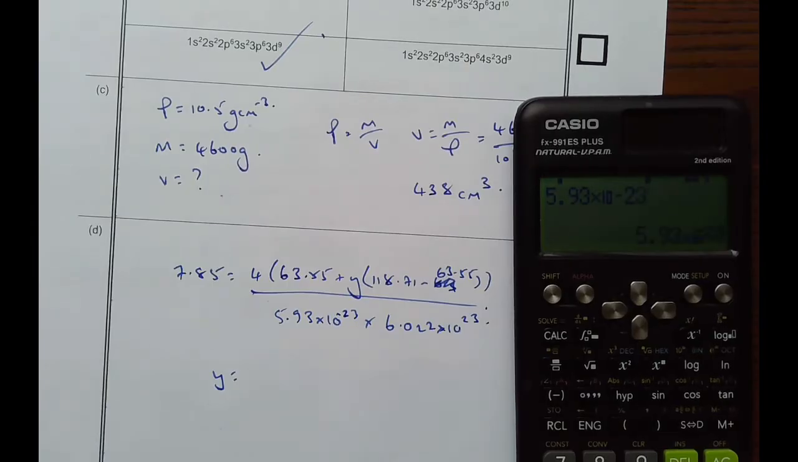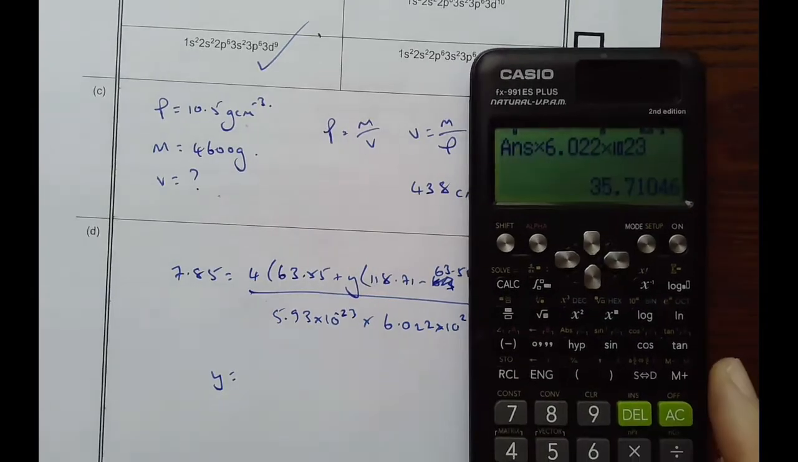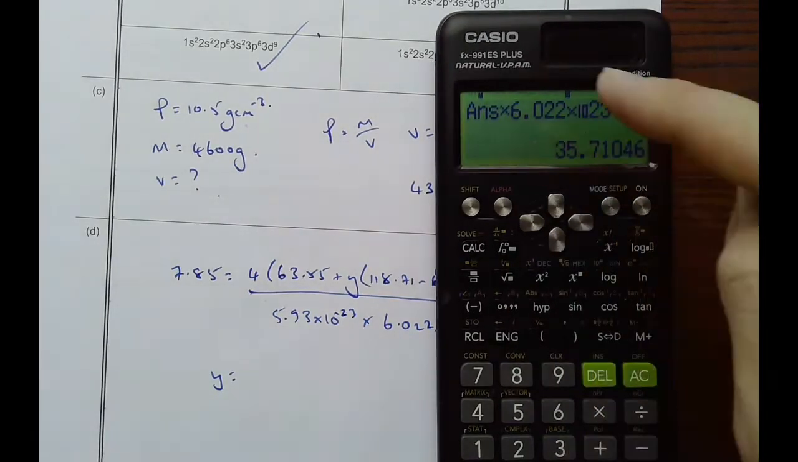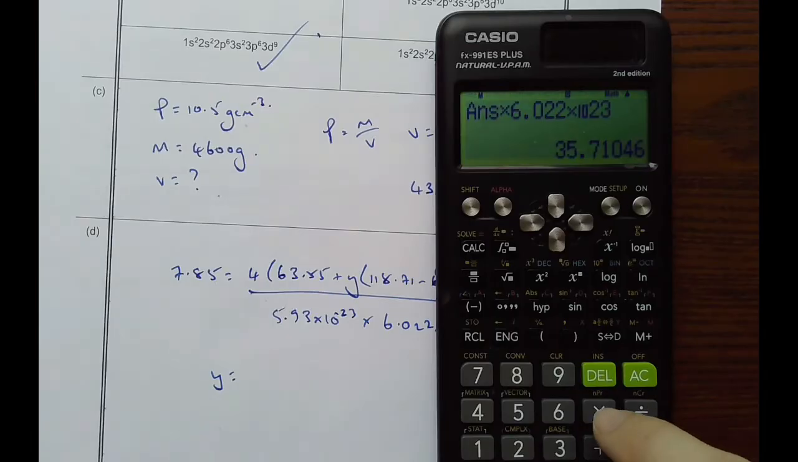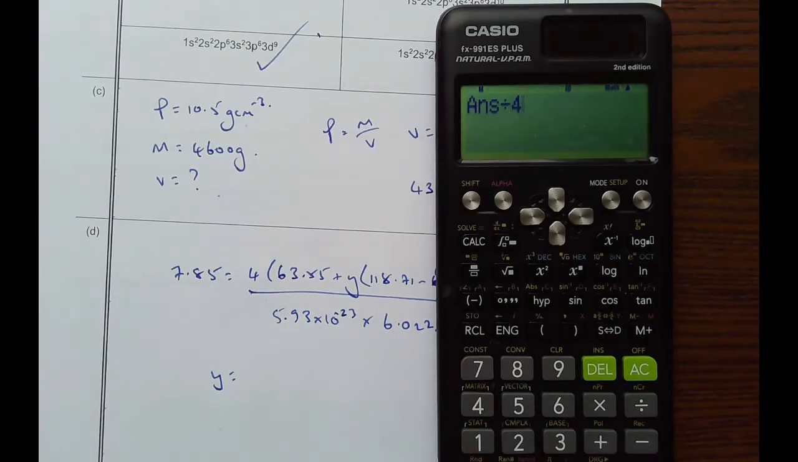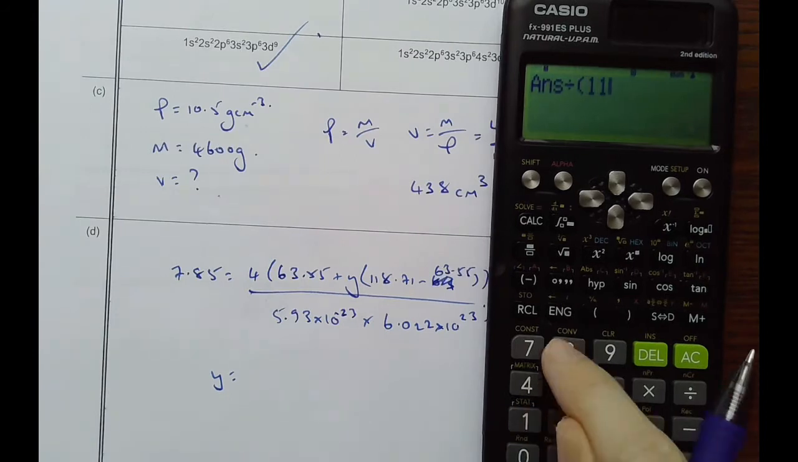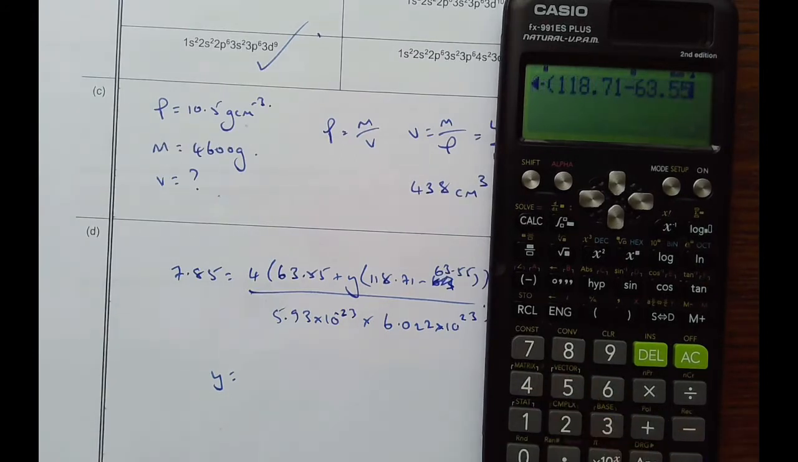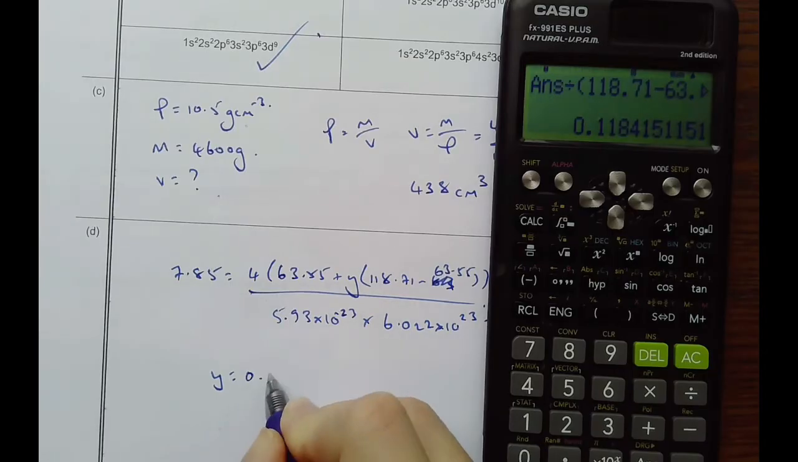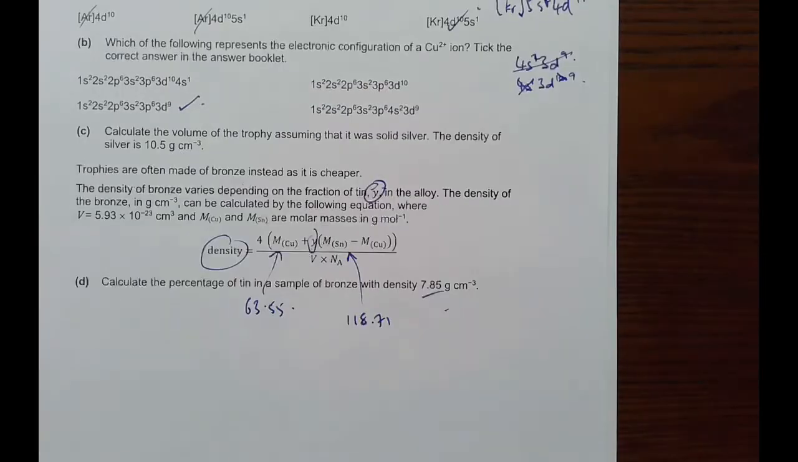Minus 23 times 6.022 times 10 to the 23. You can tell that I grew up with calculators before you could put the whole equation in. Times by 7.85, bring that there, and then divide by 4. Subtract the 63.55, and then divide it by the difference of 118.71 minus 63.55 to give us 0.118, which as a percentage is going to be 11.8%. Okay. E.